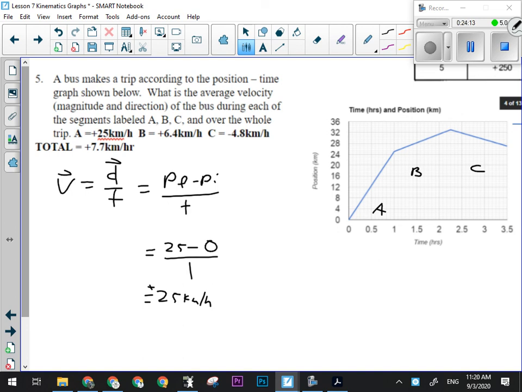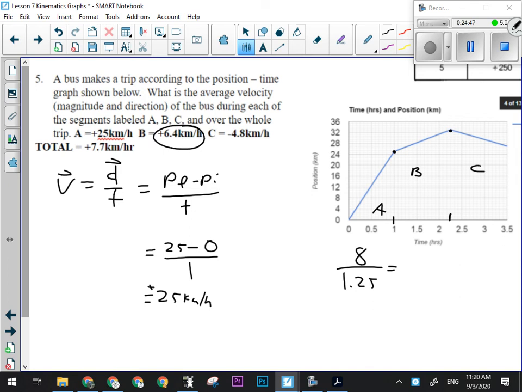In part B, our initial position is 25. Our final position is 33. So our change in position is 33 minus 25, which will be 8, divided by our time, which goes from 1 hour to 2 1/4 hours. 2 1/4 minus 1 is 1.25. So 8 divided by 1.25 should give us positive 6.4 kilometers per hour. Are you okay with how I did that?